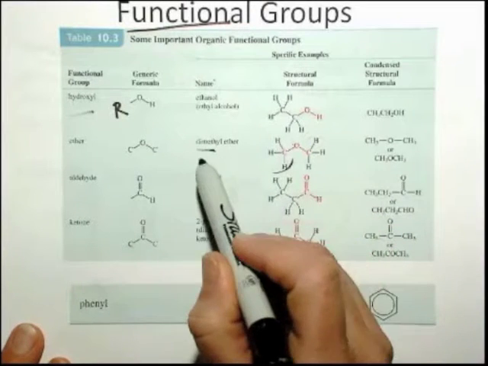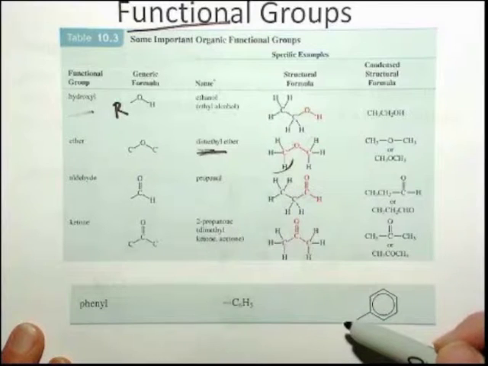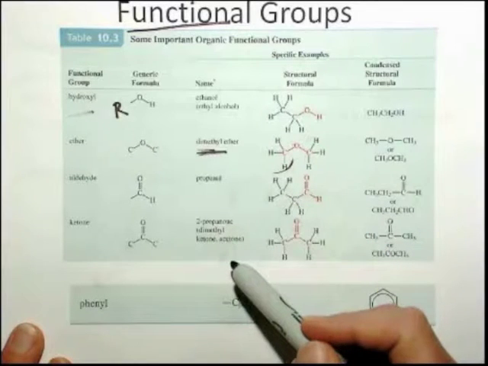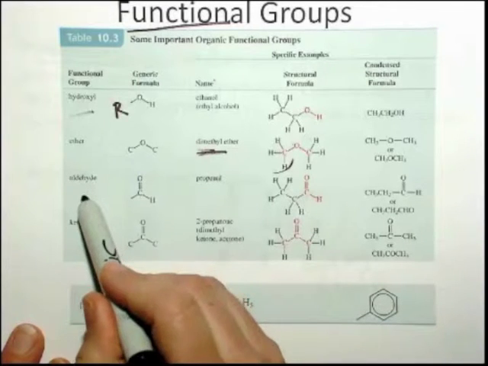Alrighty, so I'm not going to expect you to name a bunch of big complicated organic molecules, but these very simple names you should be familiar with. Alright, okay, the third type is the aldehyde.